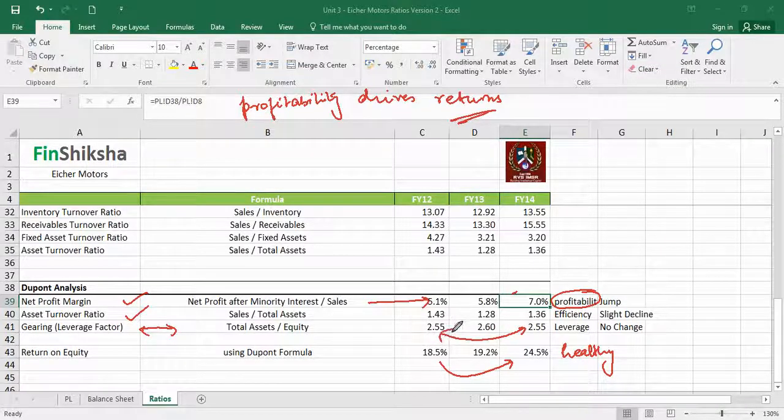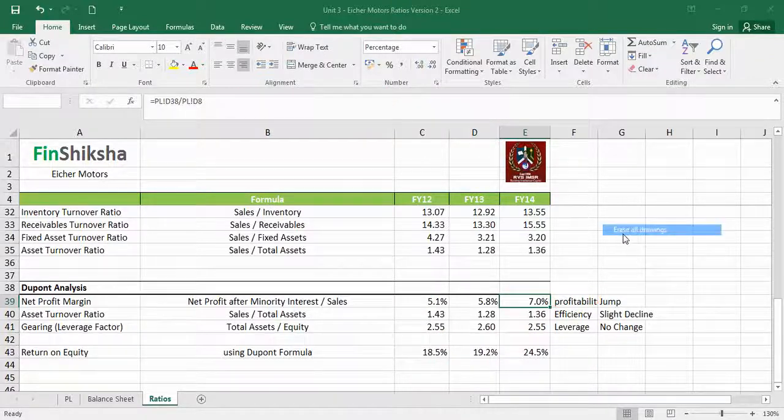There is no change in the total assets by equity number or the capital structure of the firm, so to say. The liabilities of the company have not really moved faster, and hence the jump on return on equity as per Dupont analysis gives us a slightly better understanding on where this return on equity move is coming from, right?